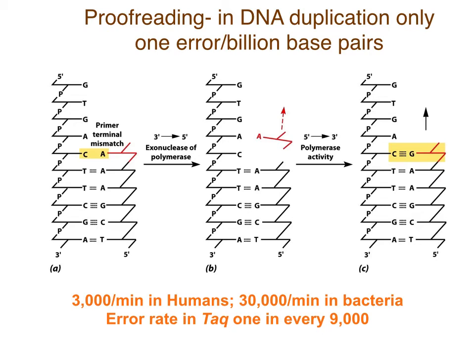One other enzyme that we've talked about before, from that thermophile bacteria, and one that we will talk about more when we talk about the PCR reaction, is an enzyme called Taq. It doesn't have such high fidelity. It has an error rate of 1 base pair mismatch per every 9,000 base pairs.